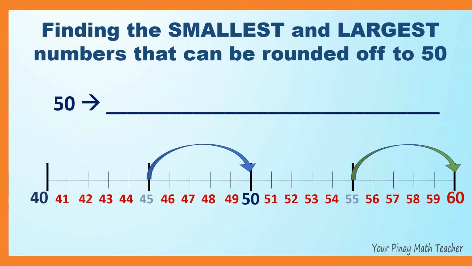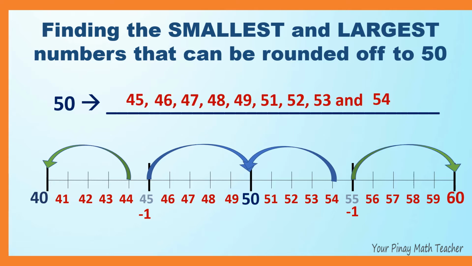If we subtract 1 from 45, we get 44. And since it does not reach the middle anymore, then 44 should be rounded off to 40. Same with 55. If we subtract 1 from it, it becomes 54. 54 should be rounded off to 50. Based on this illustration, the numbers that can be rounded off to 50 are from 45 up to 54. Therefore, the smallest is 45 and the largest is 54. These are the numbers that can be rounded off to 50.